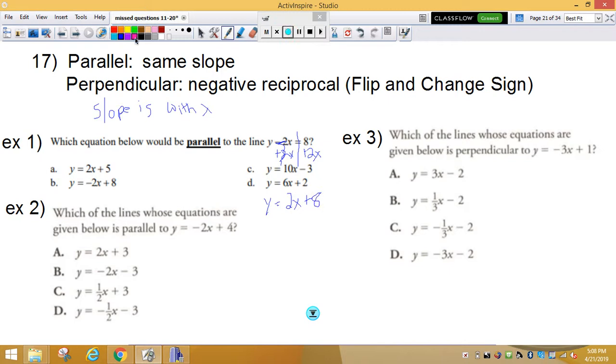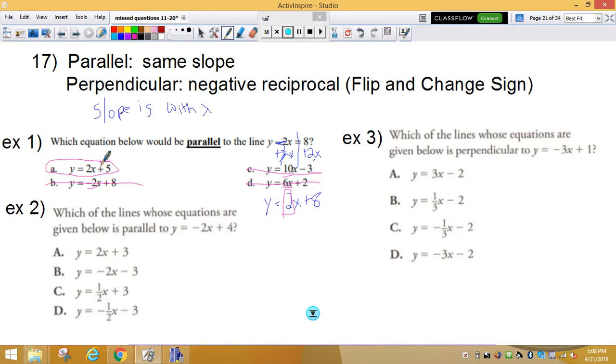So the slope here is 2. It's what's with the x. 2 is your slope. Parallel means the same slope. So look at these 4 questions. Which one has a slope of 2? Well, this one is 6, so that's wrong. This one's 10, that's wrong. This one's negative 2, that's wrong. A is the right answer for number 1. They both have a slope of 2.